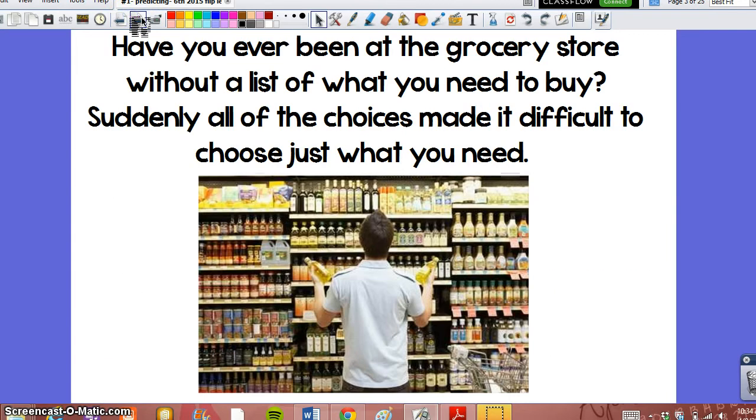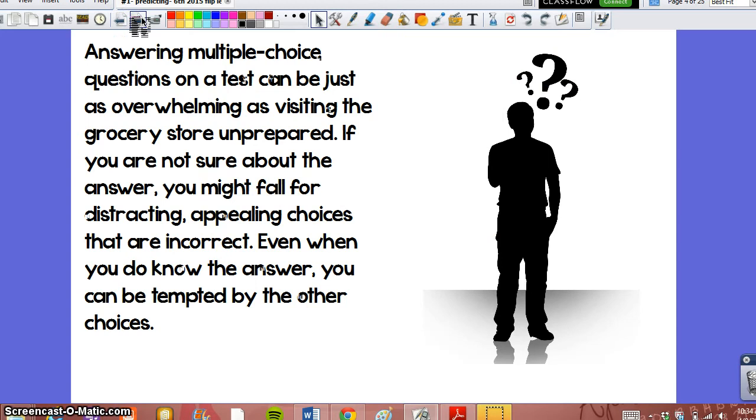Alright, so have you ever been at the grocery store without a list of what you need to buy? And suddenly, when you're there, all of the choices make it difficult to choose just what you need? Answering multiple choice questions on a test can be just as overwhelming as visiting the grocery store unprepared. If you're not sure about the answer, you might fall for the distracting, appealing choices that are incorrect. And even when you do know the answer, you can be tempted by other choices. Those other distracting answer choices can make you doubt whether or not you're correct.